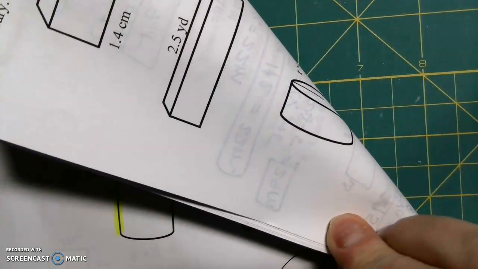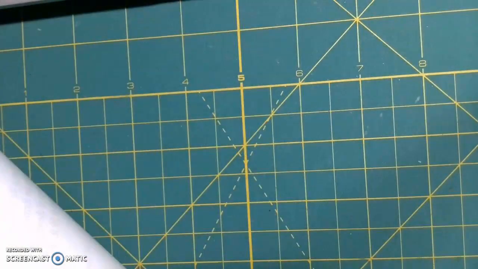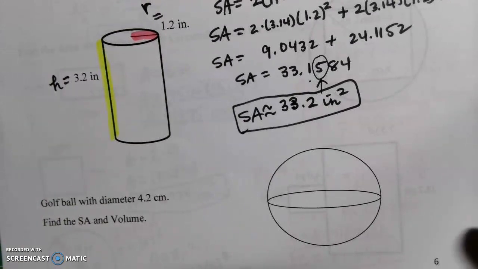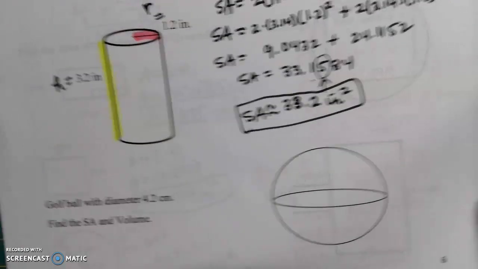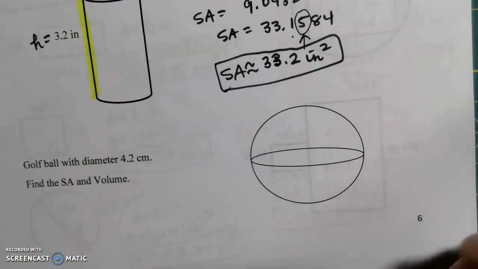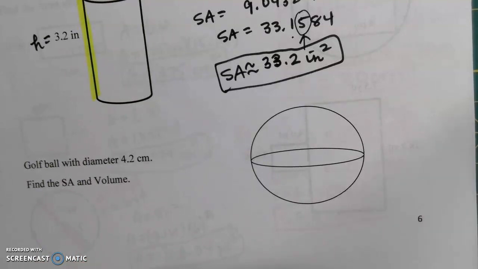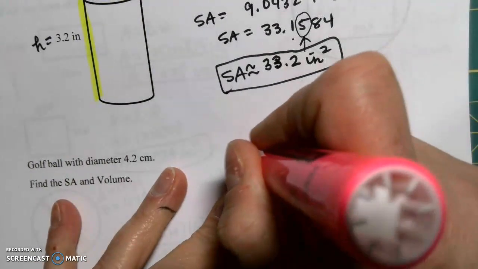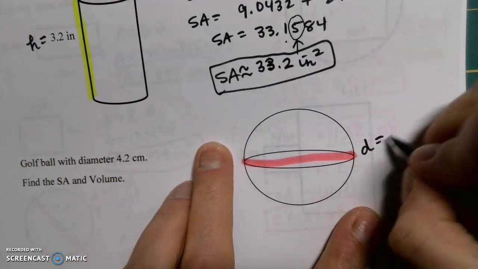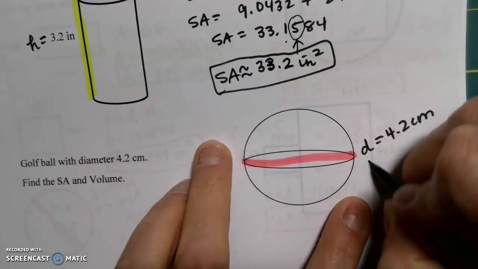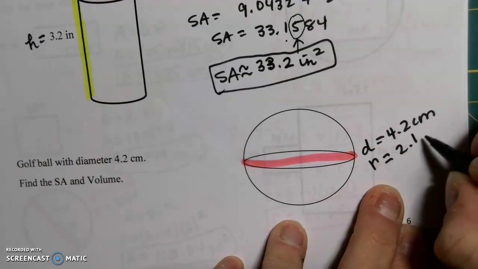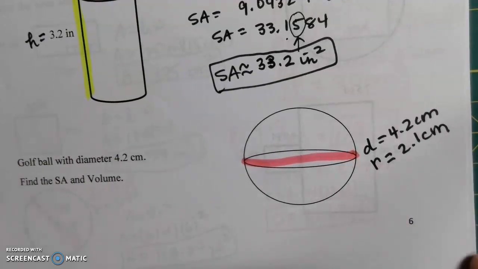All right, we're going to quickly do the sphere, and so pretending we're having a golf ball with a diameter 4.2 centimeters. So diameter, remember, that means we're going all the way across there through the center. And like I said before, it's a good habit to just get into finding the radius right away. So cut that in half, 2.1 centimeters.